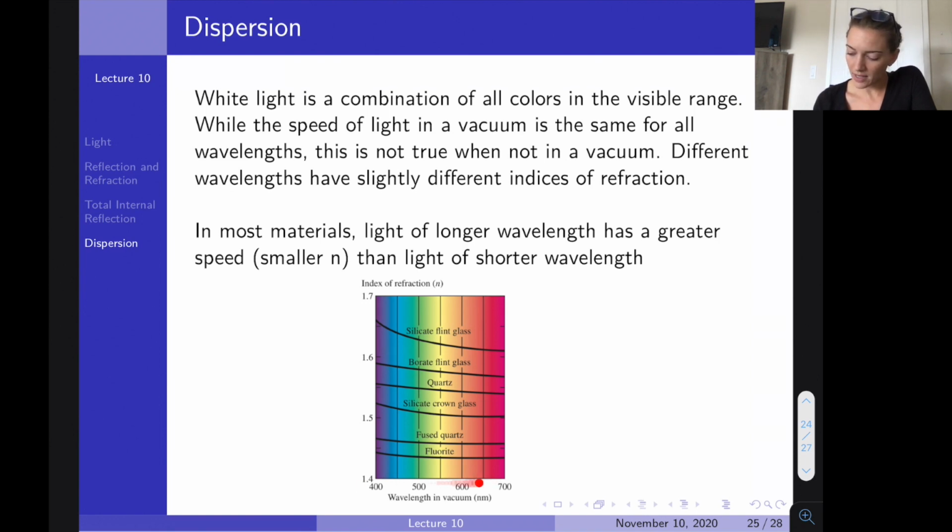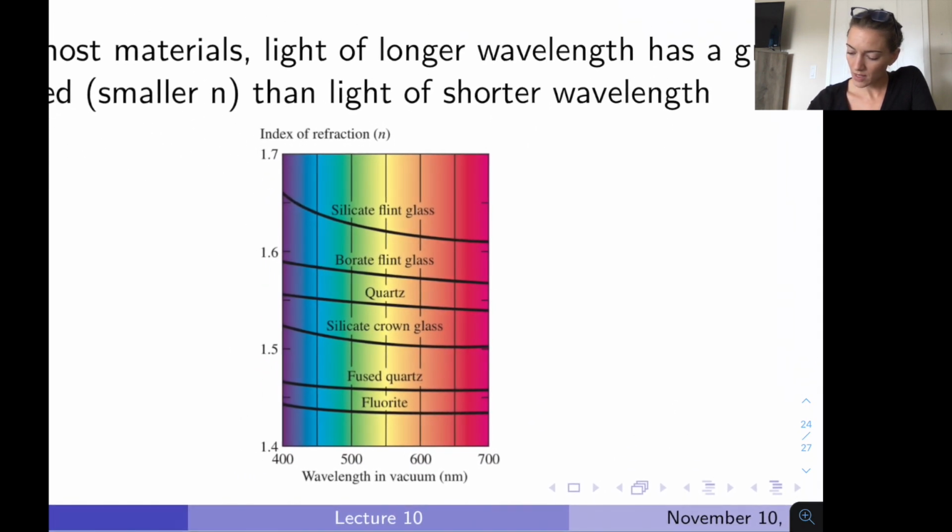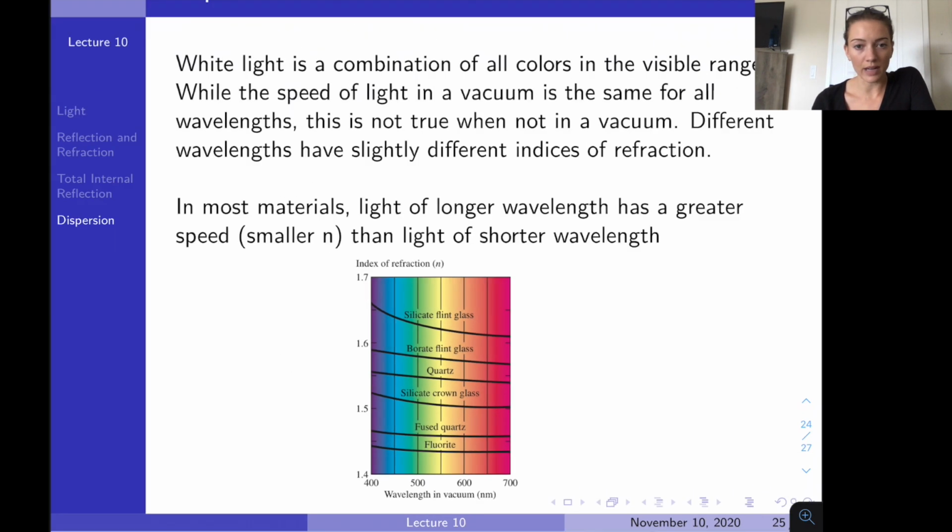So for this plot here, we have the wavelength of light in a vacuum. So we go from a lower wavelength to a higher, longer wavelength up here. And you can see that in different media, the index of refraction is actually lower the higher the wavelength. And then the index of refraction is higher for the shorter wavelength colors. So the index of refraction is typically higher in different media for violets than it is for reds.